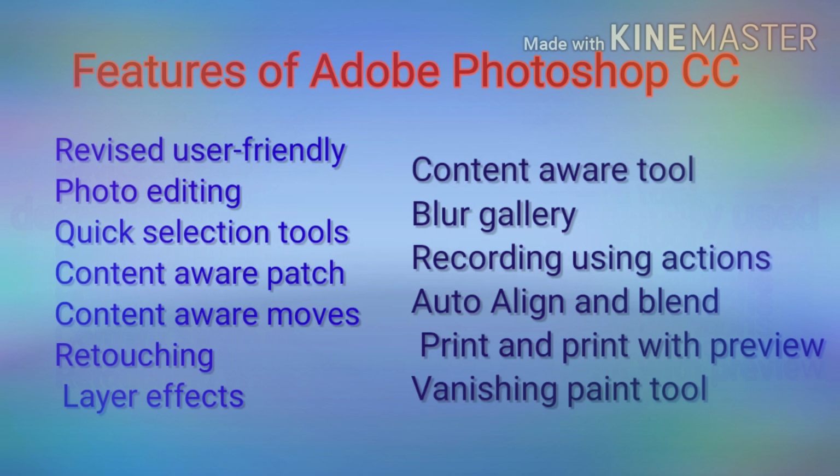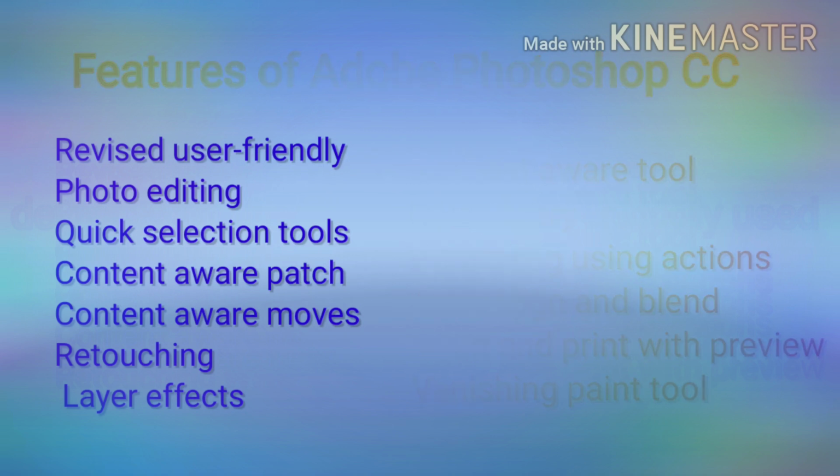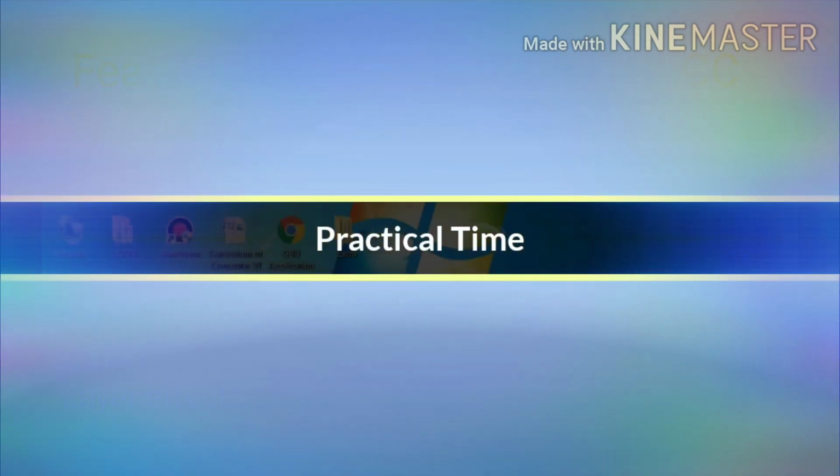Using blur gallery, you can apply or combine 3 different kinds of blur and create effects. Cropping can be done. Auto alignment and blending features are also available. You can see the preview of your image. Quick selection can be done. You can remove unwanted objects from the picture using the vanishing point tool. So there are so many features.